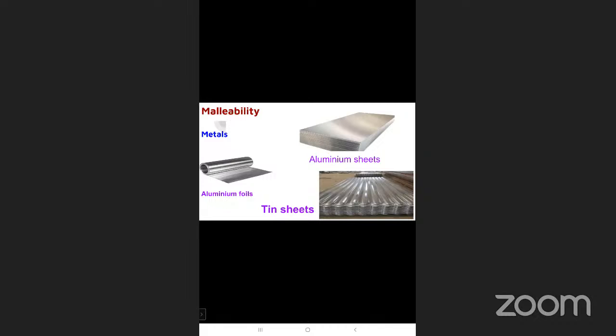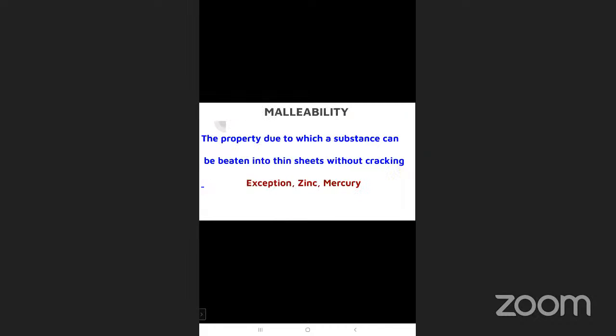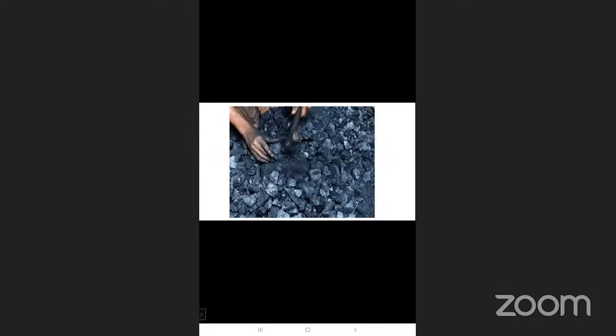But what happens when you try to beat coal? Is there any possibility to shape coal in whatever manner we want? No. When we beat it, it turns into small pieces. As we start shaping it, we can see that it breaks. We cannot shape non-metals in the manner we want.